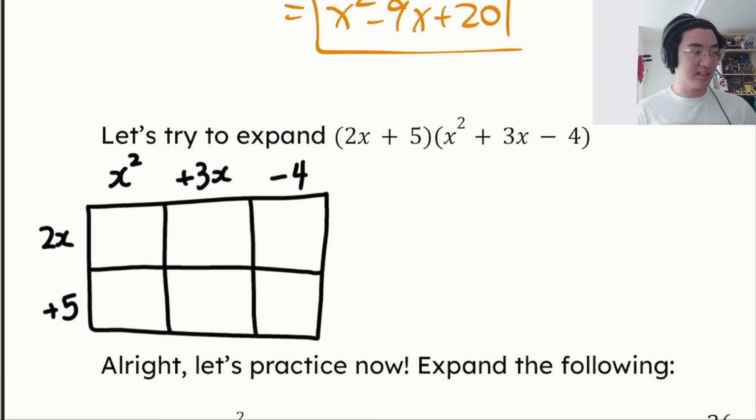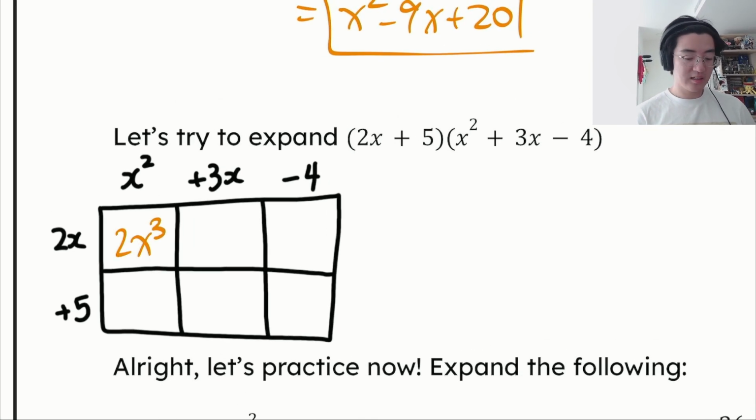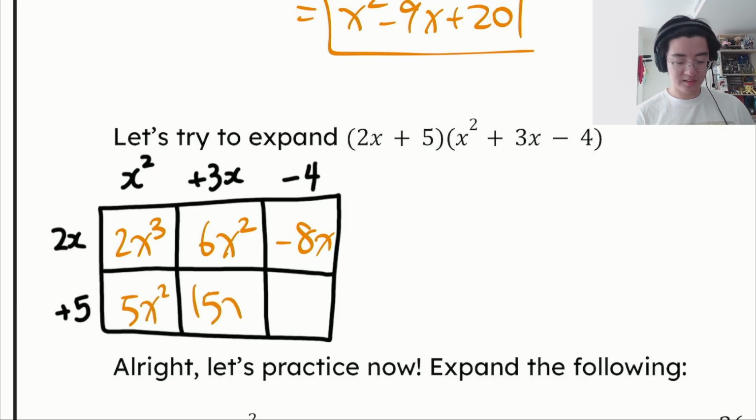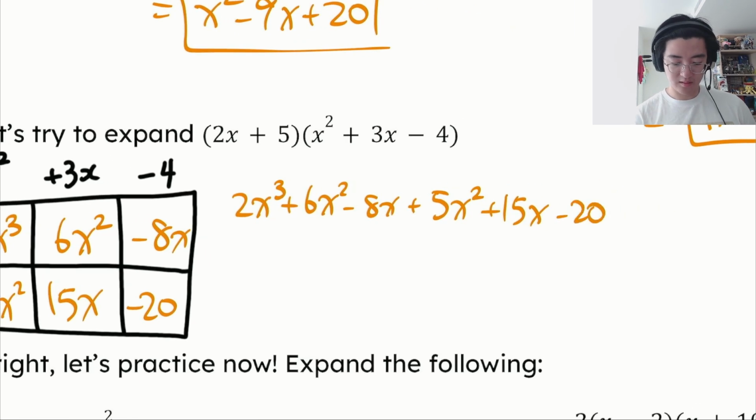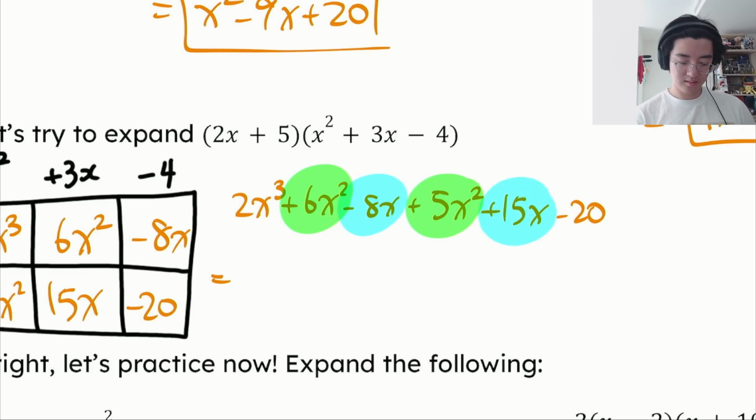To expand this, once again, area model, we can illustrate this. That's 2x cubed. This is 6x squared minus 8x. 5x squared, 15x, minus 20. Oops. That should be plus. Plus 15x, minus 20. We got these squares, minus 8x, the square, and then the x by itself.